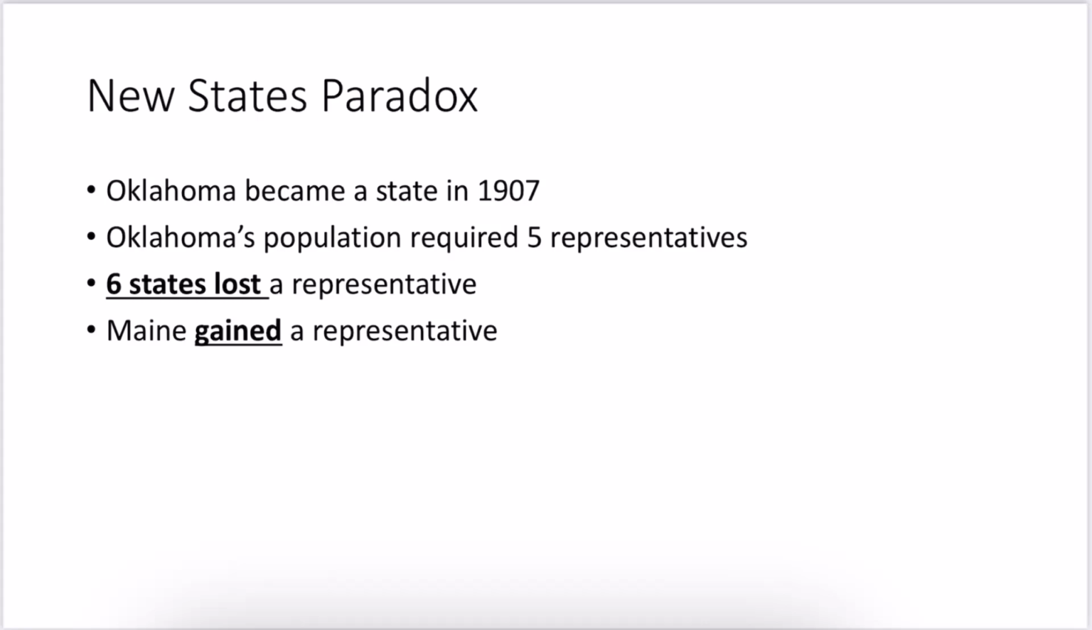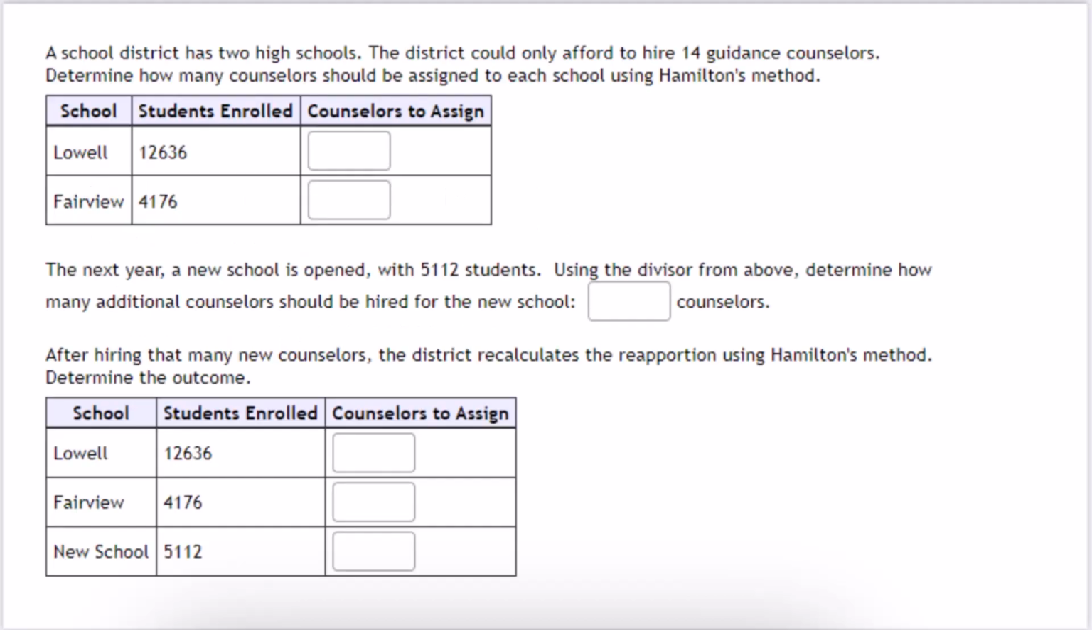But what actually happened was that 6 states lost a representative and Maine gained a representative, which was another odd paradox that made people want to switch to using Jefferson's method instead of Hamilton's method. So to look at a simplified example of how this can happen, let's look at a situation where you have a school district that has 2 high schools, and the district could only afford to hire 14 guidance counselors.